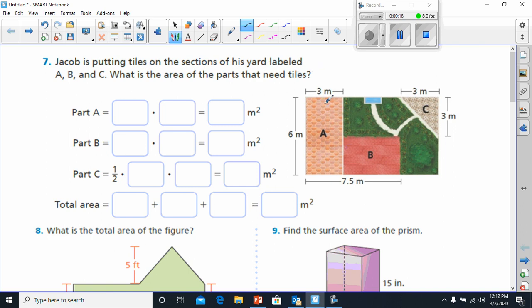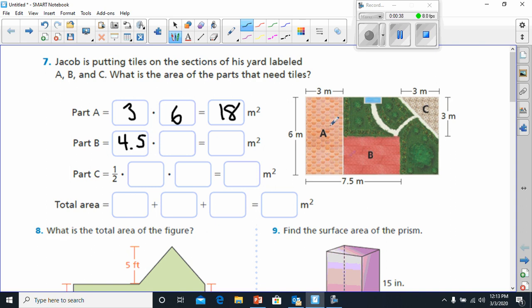Well, section A is just going to be 3 by 6. And that, of course, would be 18. Section B is going to be, well, this is not 7.5. This whole thing is here. But if we subtract 3 from it, we'll get 4.5.